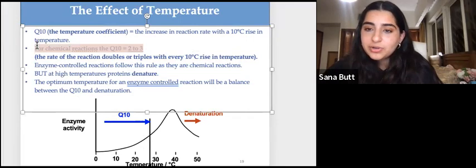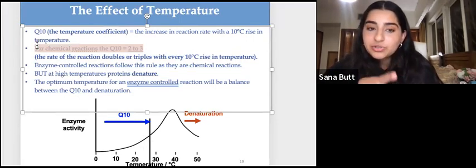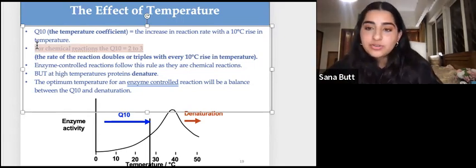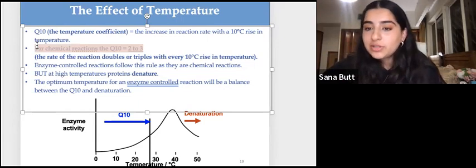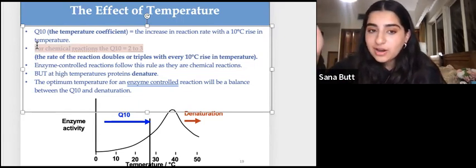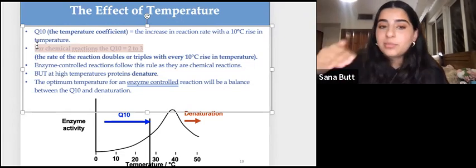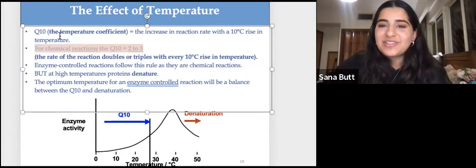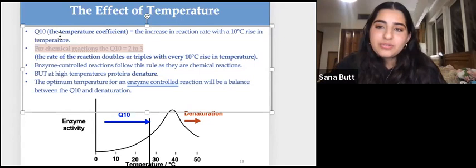So you stop at that number and you understand that every time I increase a chemical reaction's temperature by 10 degrees Celsius, I can expect the rate of the reaction to double or triple. With every rise of 10 degrees Celsius. But then that concept of Q10 stops after the optimal temperature, and then it no longer is doubling or tripling. After that, it's just denaturing. So yeah, it's just the temperature coefficient with every 10 degree rise.